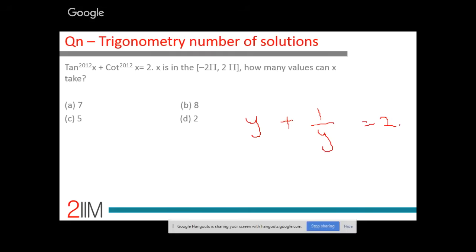What does it say about tan x? What is the value of tan x? Tan to the power 2012x should be 1, so tan x should be plus or minus 1. It could be plus 1 or minus 1. So effectively, this question boils down to: from minus 2 pi to 2 pi, how many values of x will make tan x plus 1 or minus 1? In the first quadrant, second quadrant, every quadrant there will be one value where it's plus 1 or minus 1. What's the answer totally? 8.